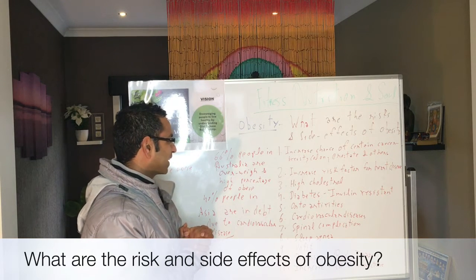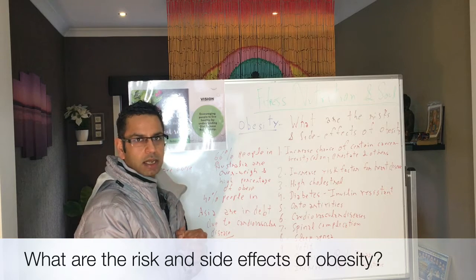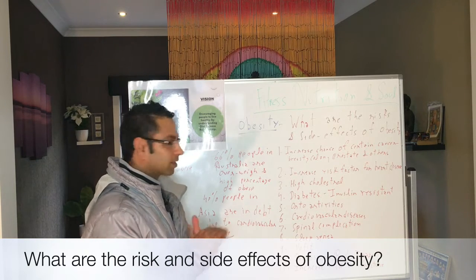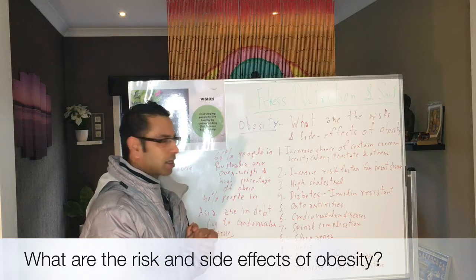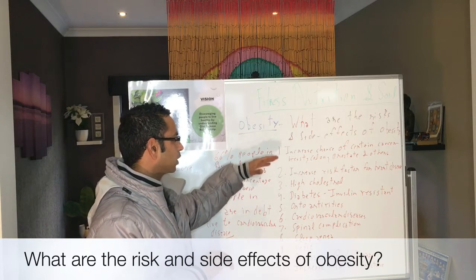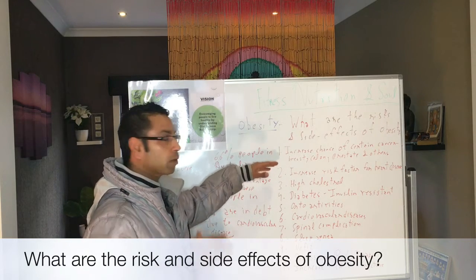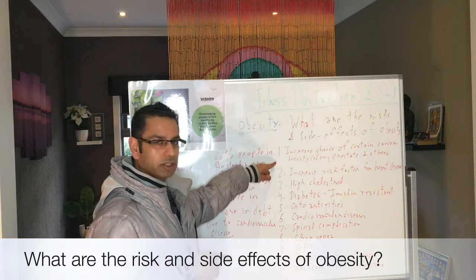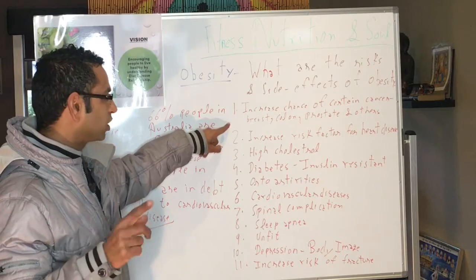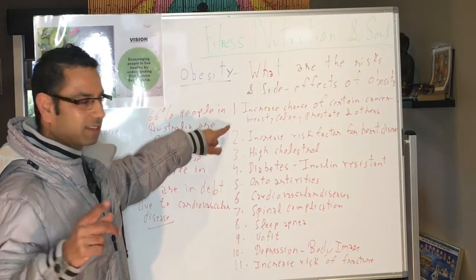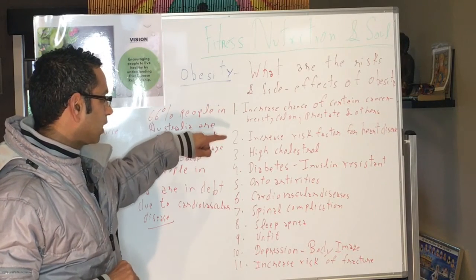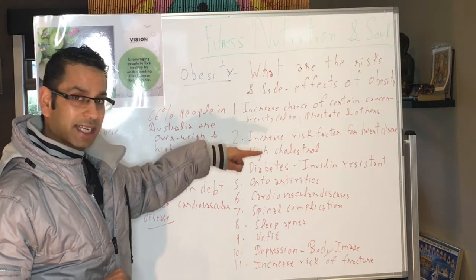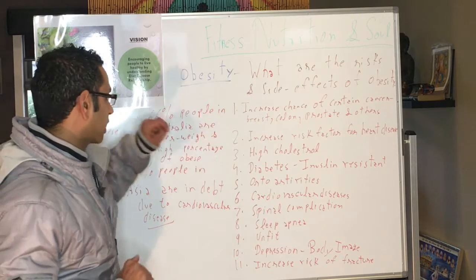The very first one is that it increases the chance of certain cancers: breast, colon, prostate and others. That has been very well studied now, that nutrition plays a very important role in preventing it or getting it. If you're really obese, that can increase the risk, but with nutrition intervention you can decrease the risk of these cancers, especially colon cancer, which is really big in Australia.